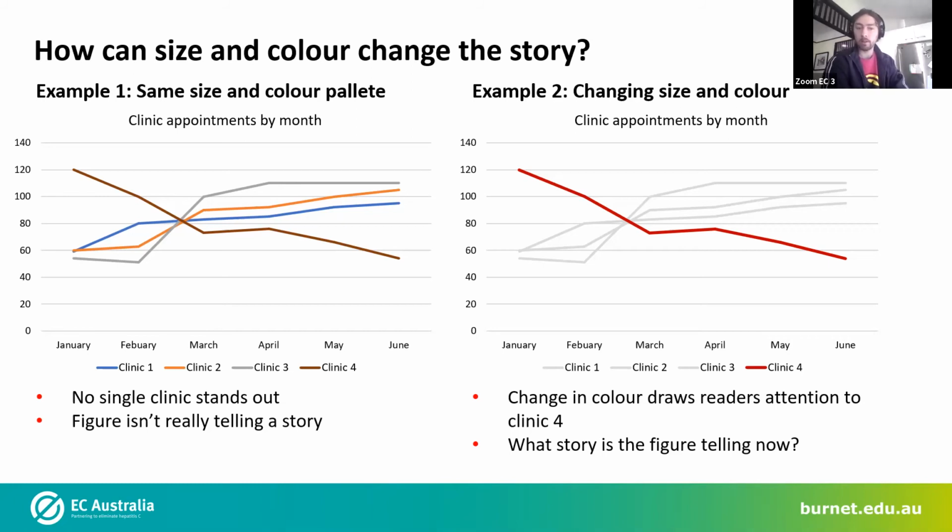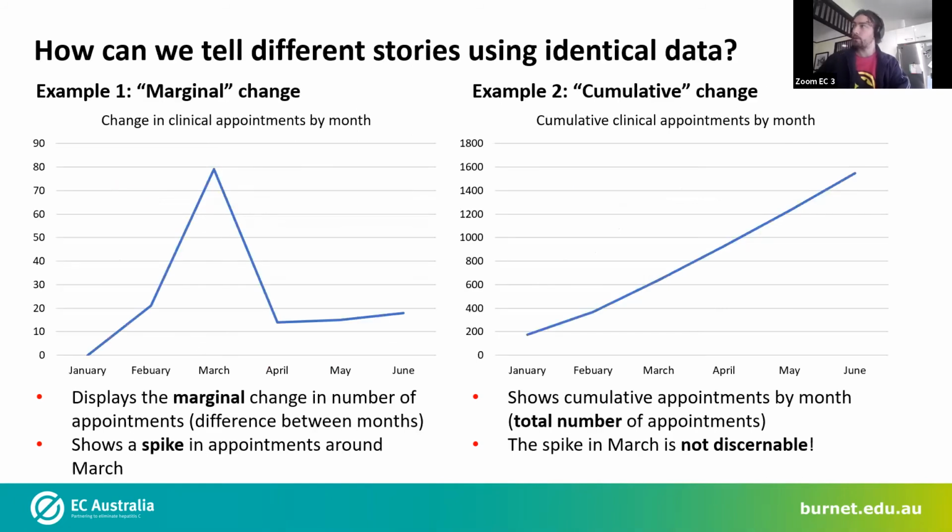So I think this is telling a story, and potentially, depending on who you are, could be creating a call to action that clinic 4 might need a bit more support, a bit more staffing, or something like that. So this is how size and color can change a story. Next, we've got an example of proportions. Oh, sorry, no, we don't. We're doing how we can use identical data to tell 2 different stories. So this is the one on the left. This is called a marginal change.